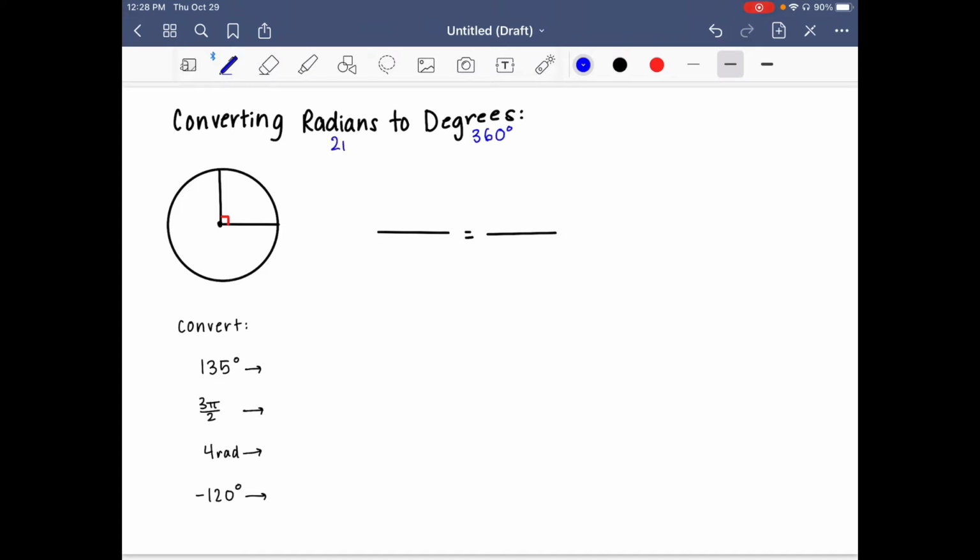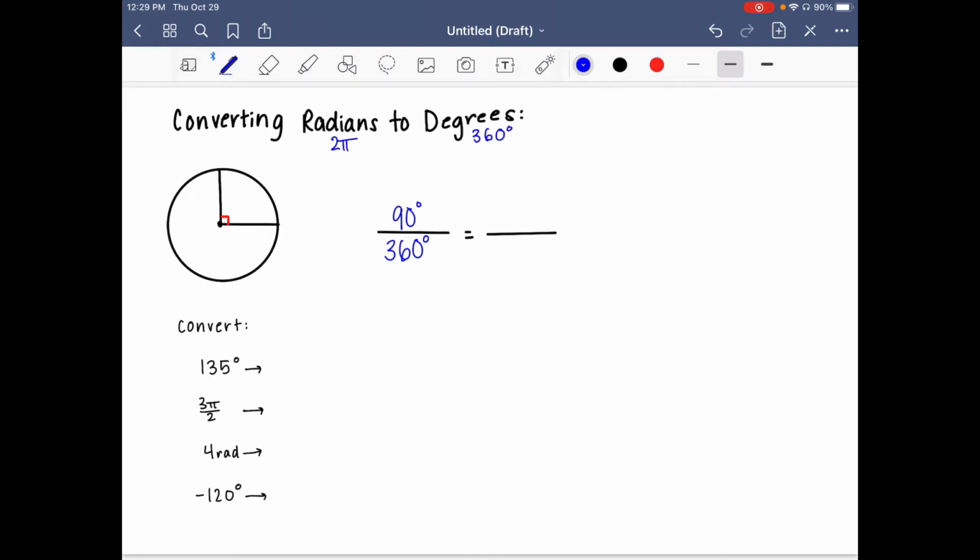And in radians, it's going to be 2 pi radians to go all the way around. Okay. Now, if I'm looking at this angle, just by looking at it, it's a right angle. I can tell it's 90 degrees. So I'm going to put over here my degrees measurements. My angle is 90 degrees, and all the way around is 360 degrees.